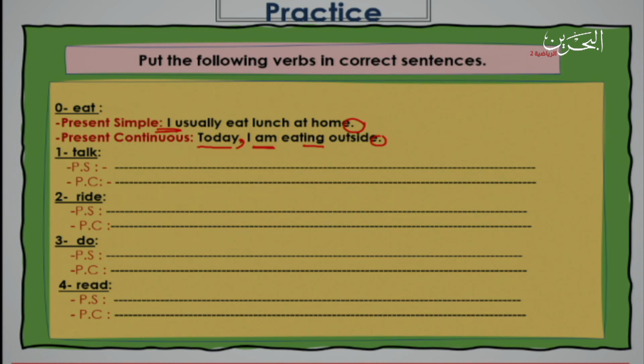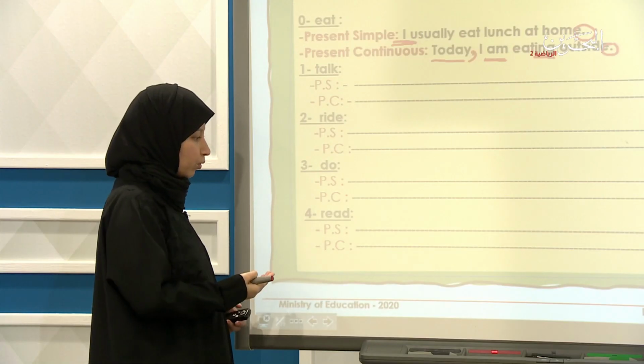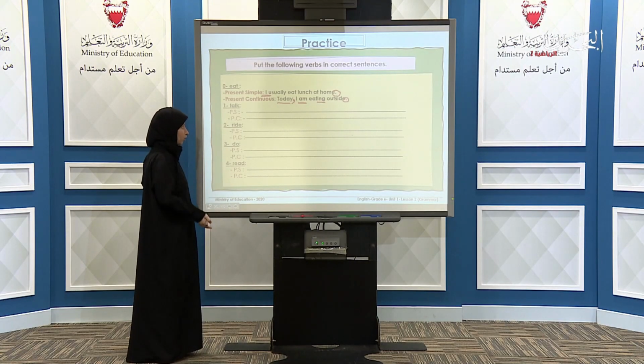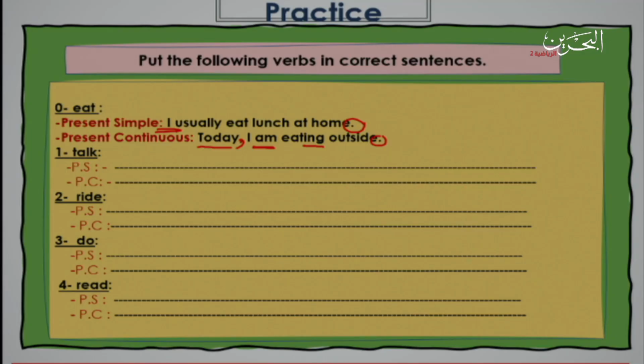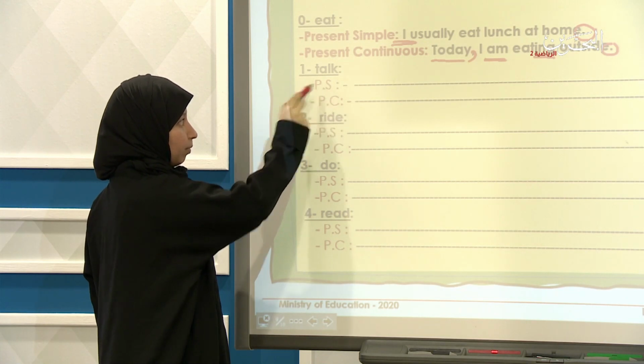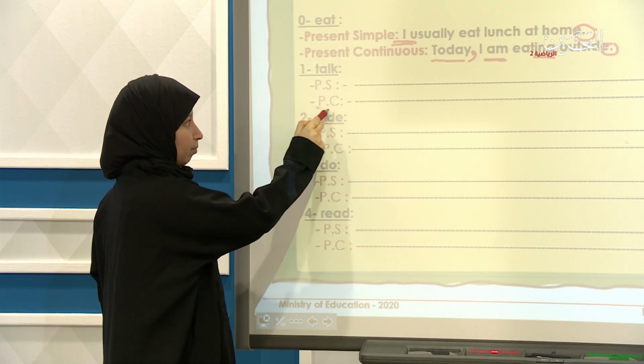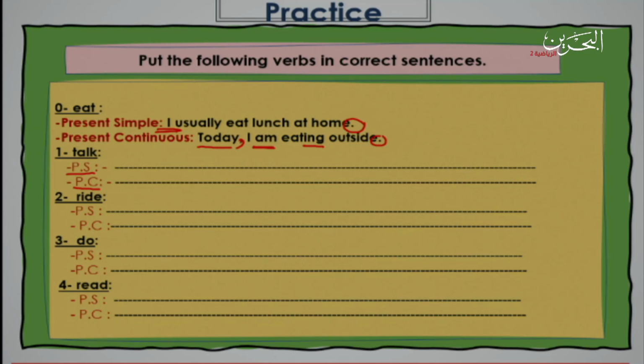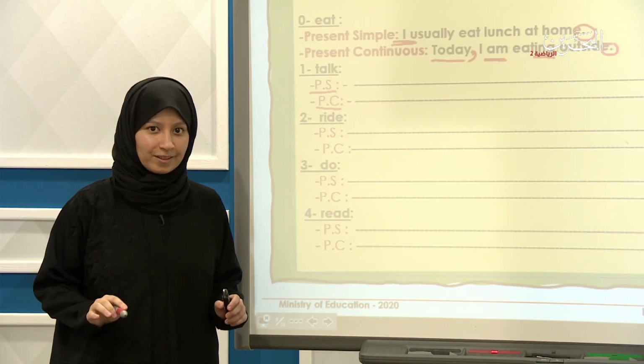Now you have got 4 verbs. You have got talk, write, do, and read. You need to put them the first time with the present simple, and the second time with the present continuous. You have got 10 minutes to do this exercise.